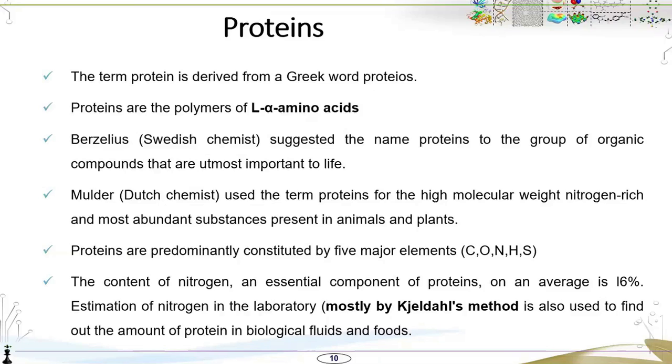So that's why Mulder, the scientist, told that proteins are organic molecules containing a nitrogen-rich part, based on the elements we see: carbon, oxygen, nitrogen, hydrogen, sulfur. Out of these five elements, Mulder said that nitrogen is the richest portion in a protein structure. I hope that is the introduction about the protein.